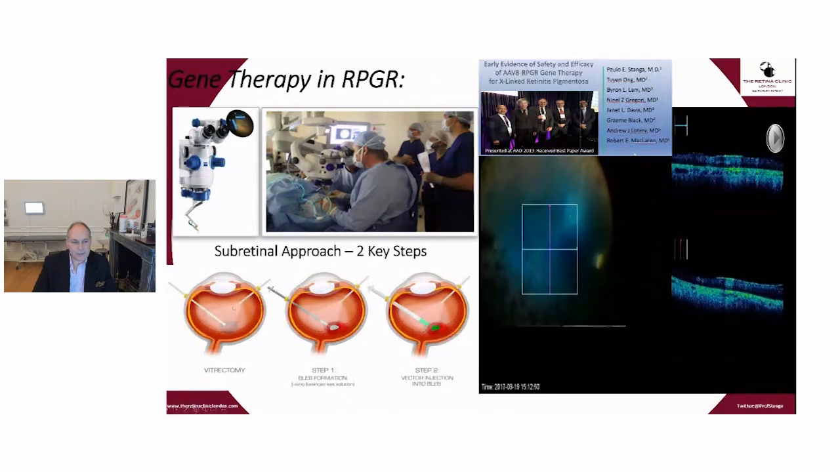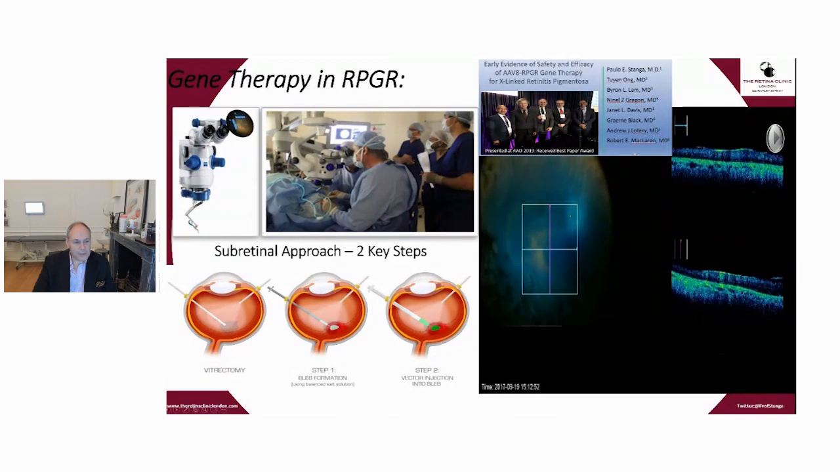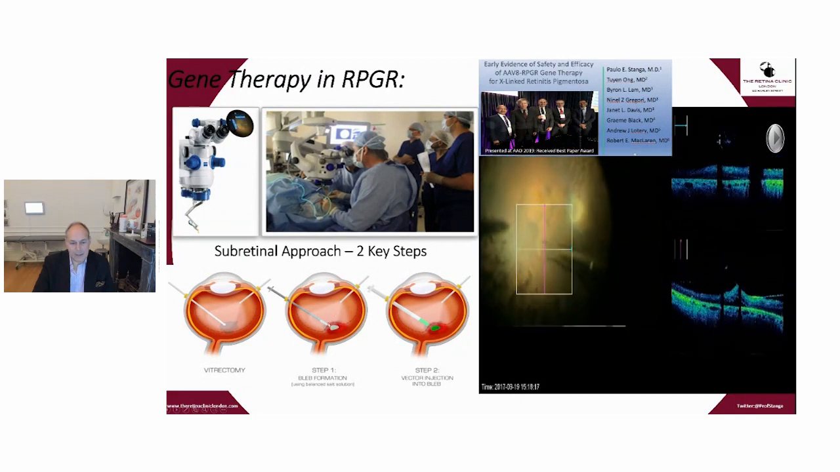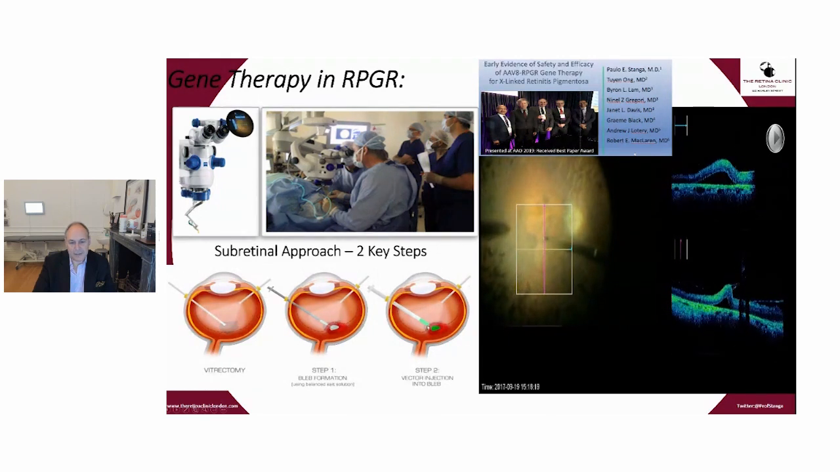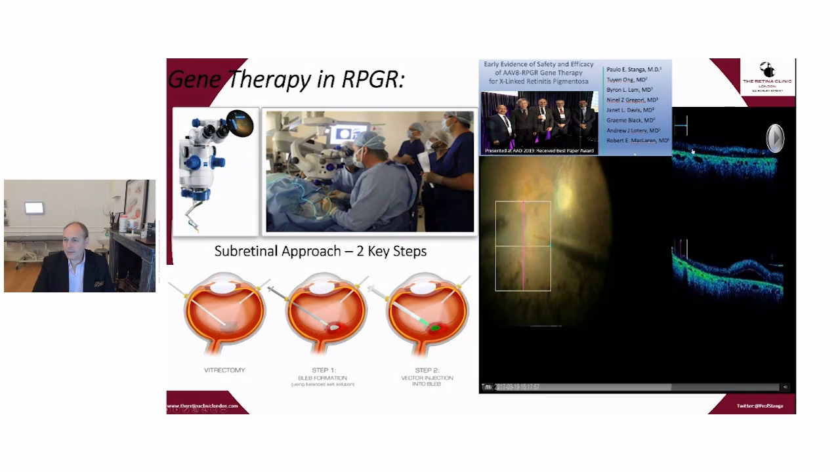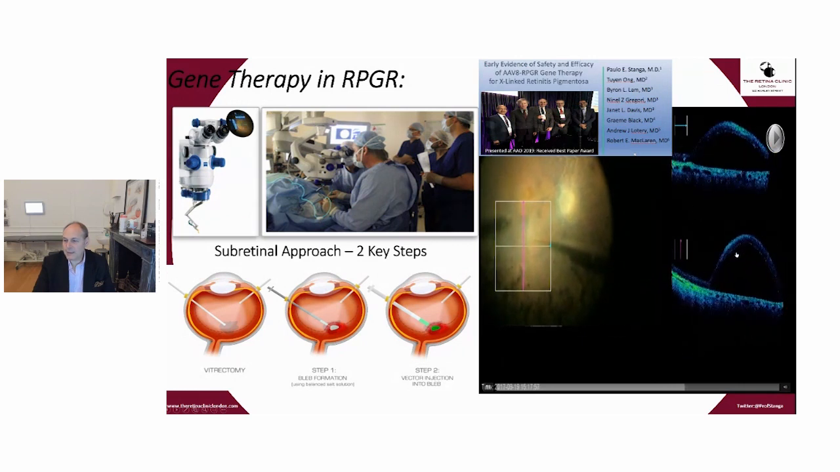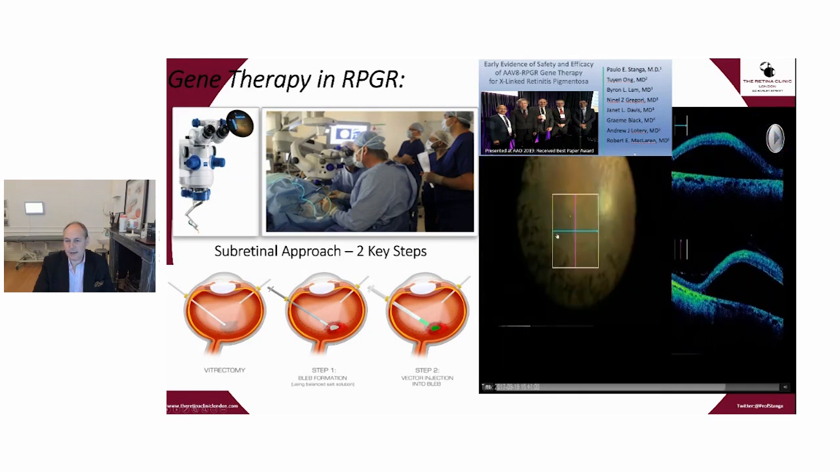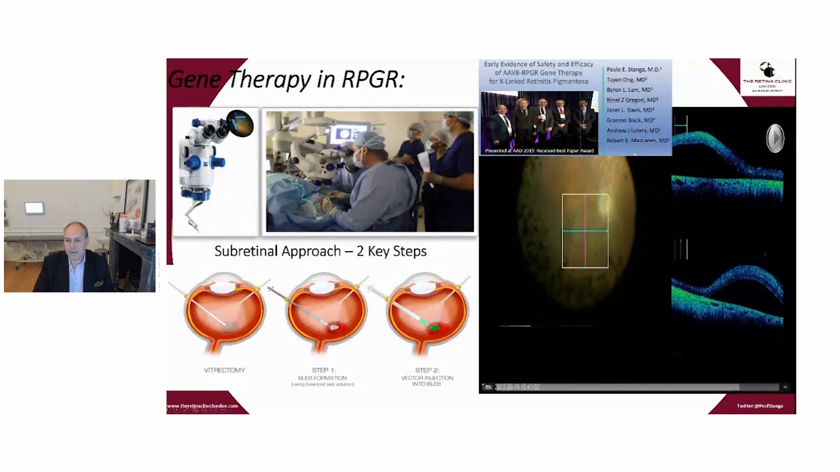We do a surgery called vitrectomy, where we go inside the eye, remove the gel, the vitreous that's in the middle of the eye, and create a bleb under the retina and inject the vector directly under the retina, very close to the macula. And here I'm using intraoperative OCT. You can see the bleb developing. This is the cross-sectional view of the bleb that I'm inducing very close to the macula.